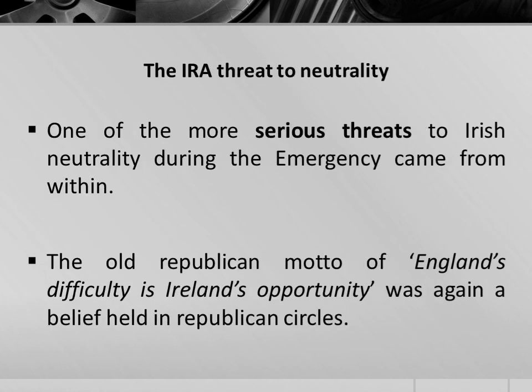So I think we're going to pause here now, and we're going to continue in the next video with the IRA threat to neutrality. We're going to focus on the position of Germany and Ireland, Britain and Ireland, and hopefully as well we'll get to America. As I said, there's a number of videos in this particular topic. So we'll leave it there and join us again for part 2.